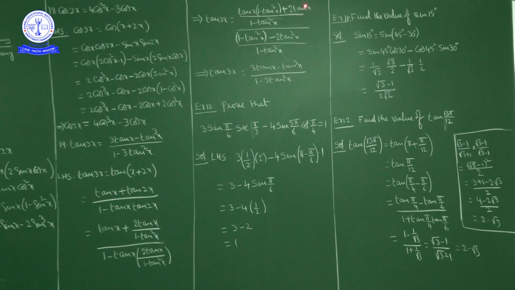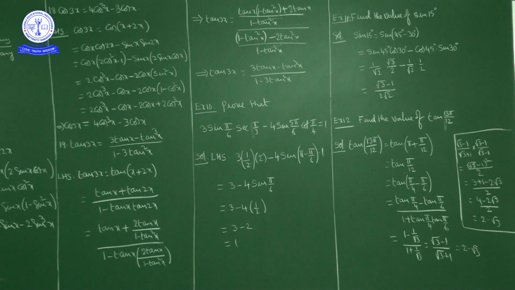So tan x plus 2 tan x is 3 tan x minus tan cube x, and denominator 1 minus tan square x minus 2 tan square x. 1 minus tan square minus 2 tan square is minus 3 tan square. So 1 minus 3 tan square x. So the tan 3x formula is 3 tan x minus tan cube x upon 1 minus 3 tan square x.